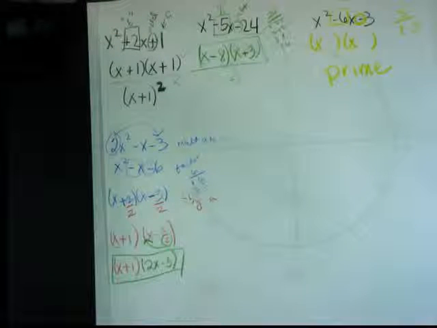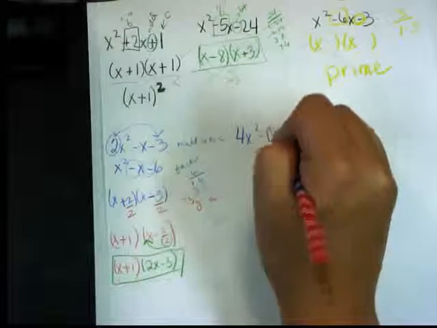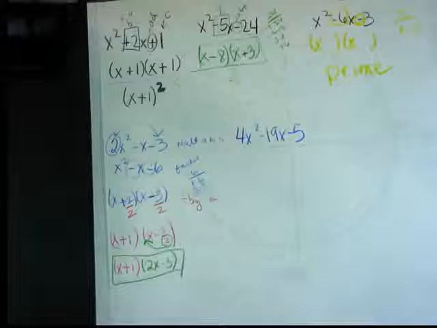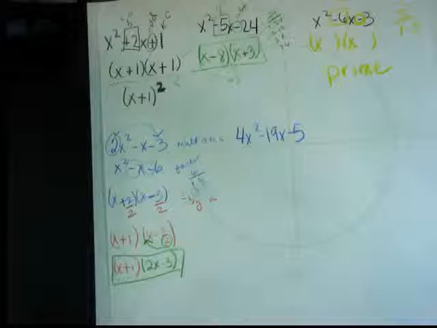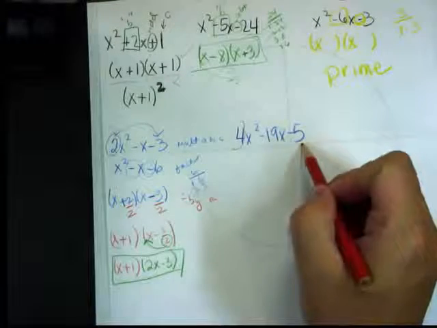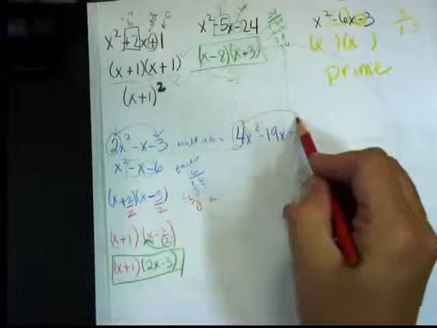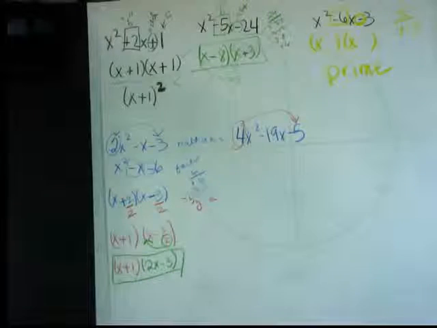All right, let's try it again. First thing we want to do is look for a GCF. The numbers share nothing. So I'm going to multiply the A over to the C.